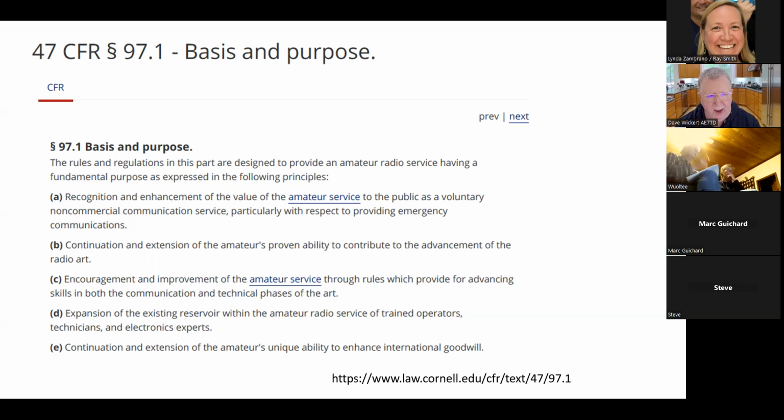Part 1, A, recognizes that amateur radio is part of providing services in the event of an emergency. So one of the reasons why they regulate us is because we have a history of supporting radio services in the event of an emergency. You'll notice that's only one of 5 purposes. So emergency services is just a piece of overall what amateur radio does.